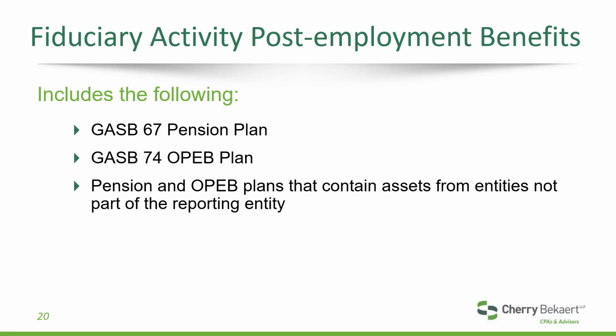And here's what they mean in those 2 boxes there. These first 2 bullet points belong to the third flowchart box, which asked whether the plan was within the scope of other GASB guidance. Statements 67 and 74 are the standards they were referring to, specifically those plans that are administered through trusts or equivalent arrangements as defined in paragraph 3 of those standards. The last bullet point relates to the fourth flowchart box, pension and OPEB plans that contain assets from entities not part of the reporting entity. These include pension plans subject to Statement 73, OPEB plans subject to paragraph 59 of Statement 74.